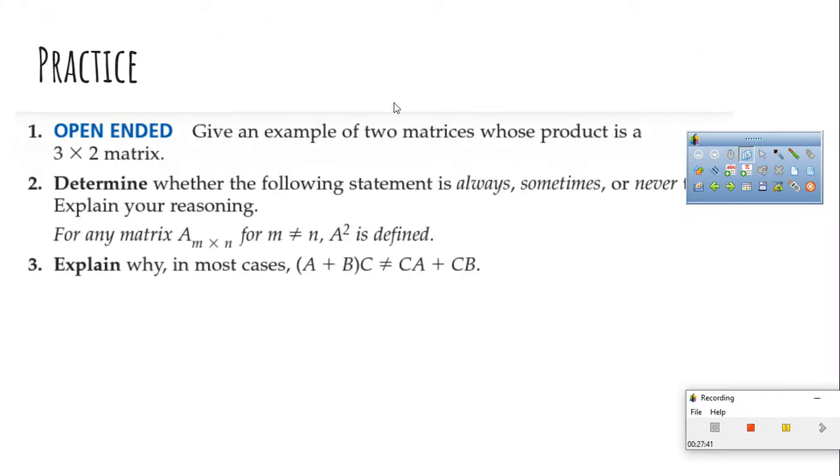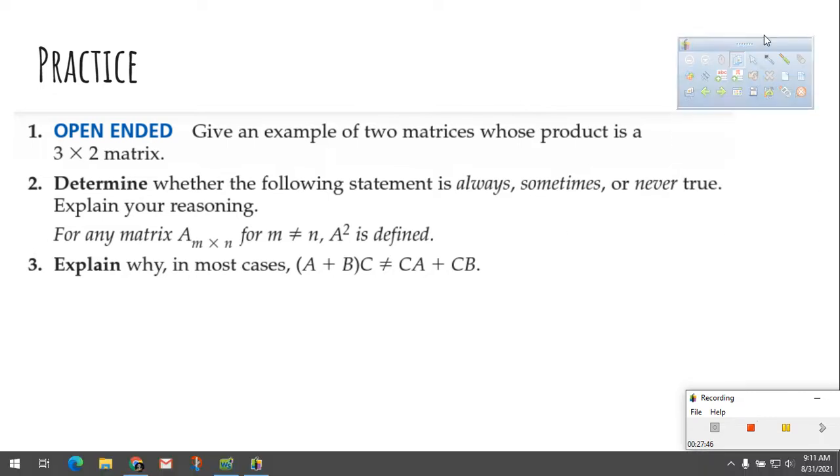Alright, so the last part of this is looking at some practice questions. So if you would, you could pause the video, give them a try, and then when you're ready to go over them, just hit play. So for number 1, it says, give an example of two matrices whose product is a 3 by 2 matrix.